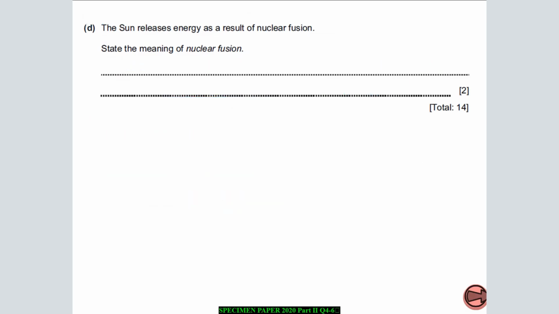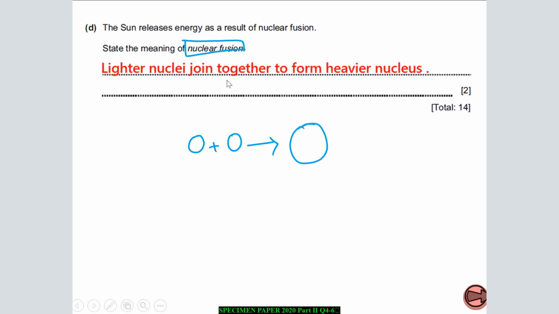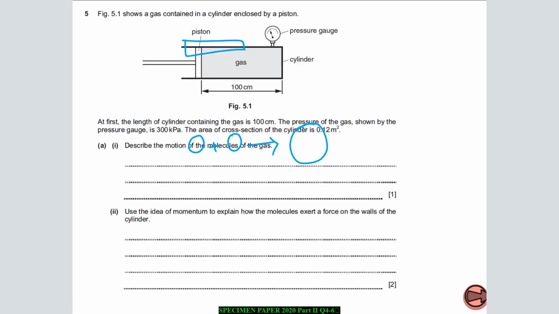The last part of question number 4. This question is simply asking us what is the meaning of nuclear fusion. Nuclear fusion simply means that two small or lighter nuclei combine together and form a big nucleus. This means lighter nuclei combine to form a heavier nucleus. So this is how we can answer. Lighter nuclei join together to form a heavier nucleus. So this is how we can answer question number 4. Let's move on to question 5 now.